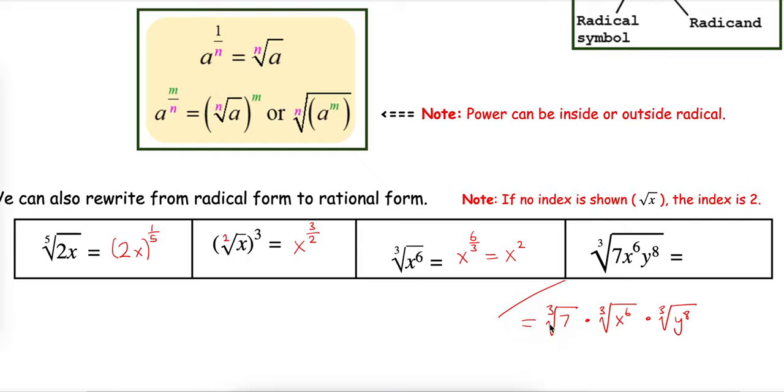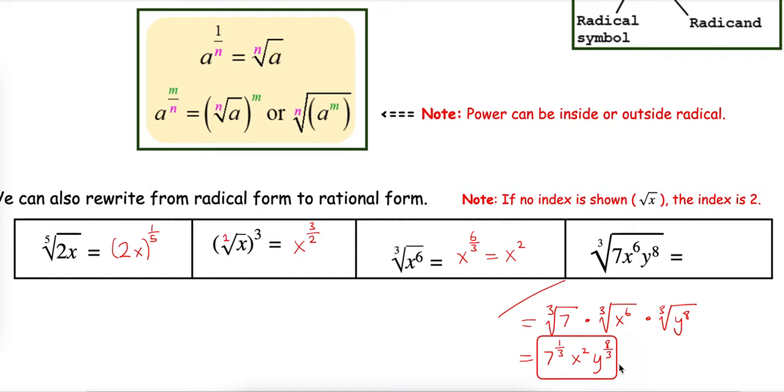Okay, but this means that each part can be dealt with separately, and so it's quite easy to say that this is 7 to the 1/3 times x squared, we dealt with that right up here, times y to the 8 over 3. You don't need that multiplication symbol right there at the end. You can just put 8 over 3 like that. Okay, so that's how you would deal with that.